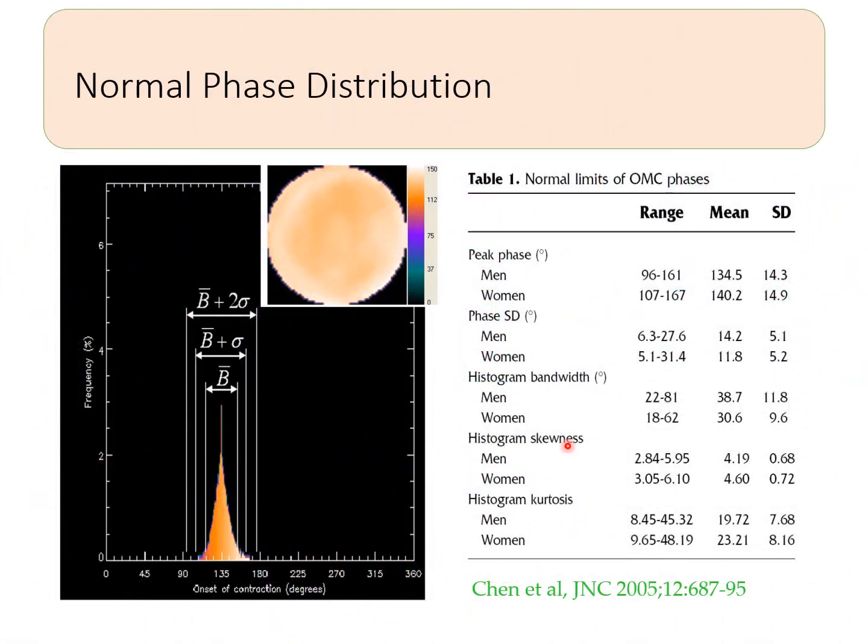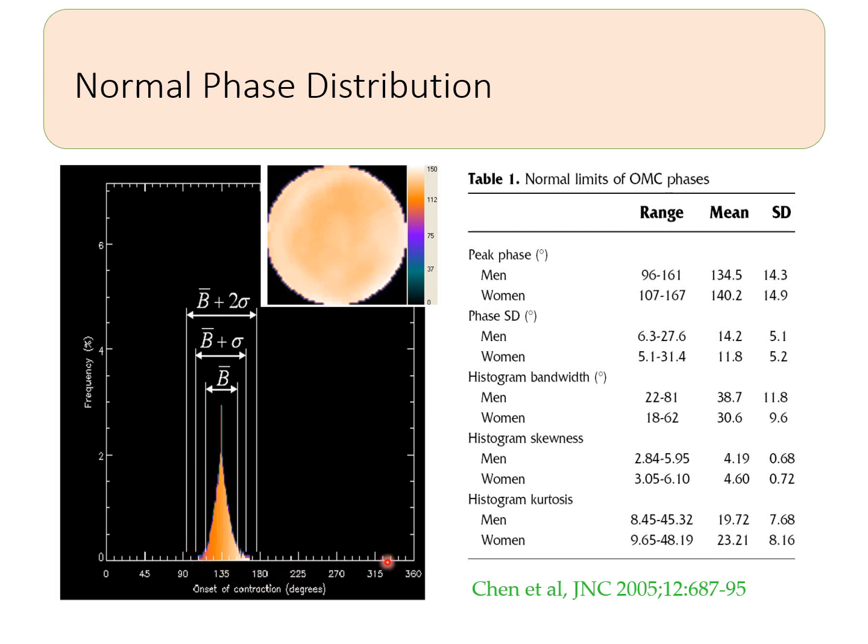Now, in this slide, we're looking at results from a paper by Chen back in 2005, and we're looking at the mean normal phase distribution from many normal patients. And you see what it looks like. It's symmetric and it's narrow.